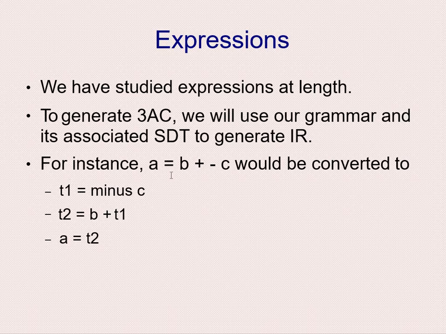Suppose we have, for instance, a = b + -c. It would be converted to t1 = minus c. So we can write the intermediate representation this way: minus c, this one is a unary operator, and we store it in t1. Then b + t1 we store in t2, and this t2 we store in a. If we have an expression like this, we can represent it in terms of three-address code in this manner.